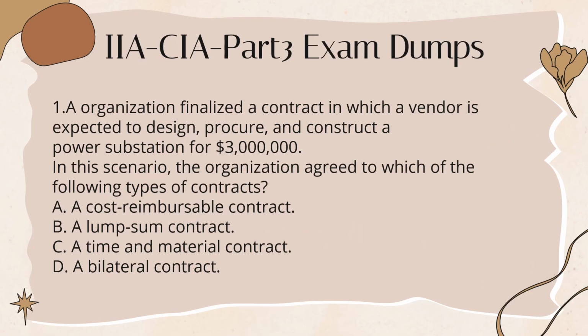1. An organization finalized a contract in which a vendor is expected to design, procure, and construct a power substation for $3 million. In this scenario, the organization agreed to which of the following types of contracts? A. A cost reimbursable contract. B. A lump sum contract. C. A time and material contract. D. A bilateral contract.